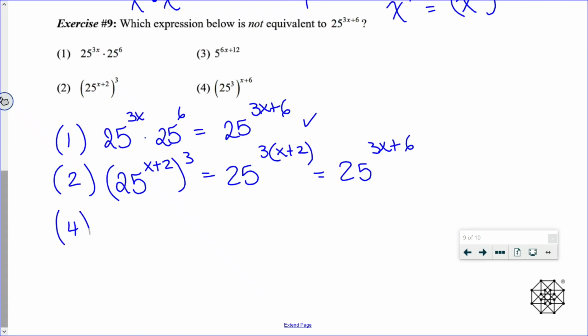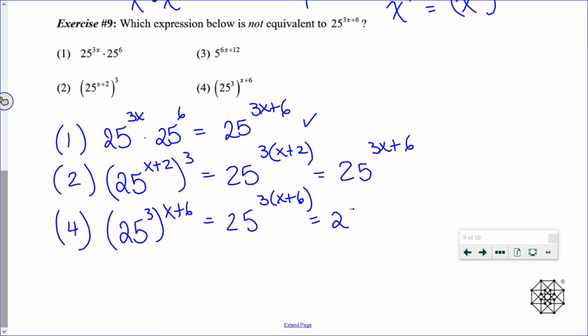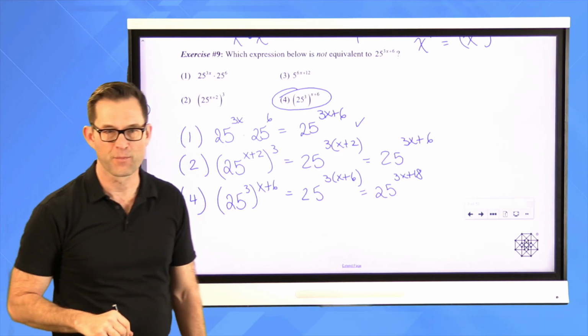So choice 4 is our winner in terms of the one that doesn't work out. That's 25 to the 3rd to the x plus 6, right? That would be 25 to the 3 times x plus 6. And that would be 25 to the 3x plus 18, right? And that's not correct because I need 25 to the 3x plus 6. So honestly, choice 4 is the one that's not equivalent, okay?